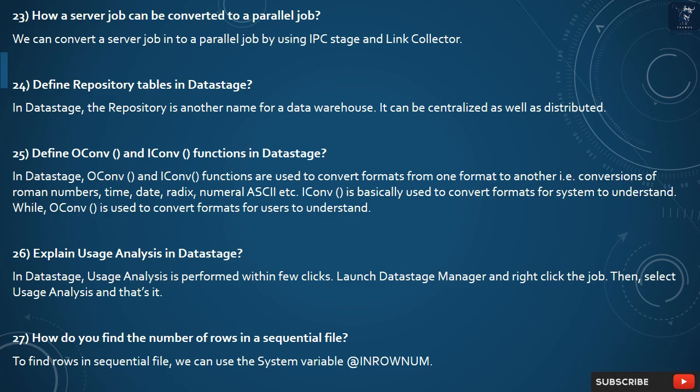26. Explain usage analysis in DataStage. In DataStage, usage analysis is performed within few clicks. Launch DataStage Manager and right-click the job. Then, select usage analysis and that's it. 27. How do you find the number of rows in a sequential file? To find rows in sequential file, we can use the system variable @inrownum.